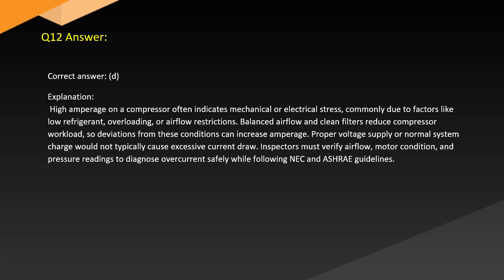High amperage on a compressor often indicates mechanical or electrical stress, commonly due to factors like low refrigerant, overloading, or airflow restrictions. Balanced airflow and clean filters reduce compressor workload, so deviations from these conditions can increase amperage. Proper voltage supply or normal system charge would not typically cause excessive current draw. Inspectors must verify airflow, condition, and pressure readings to diagnose overcurrents safely while following NEC and ASHRAE guidelines.